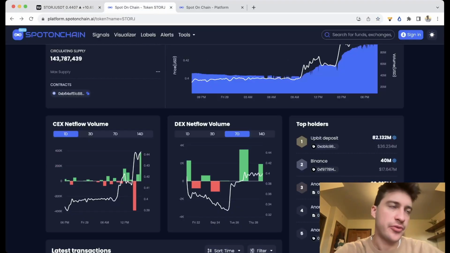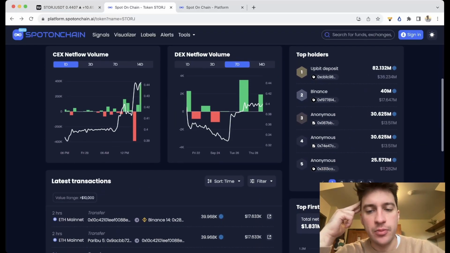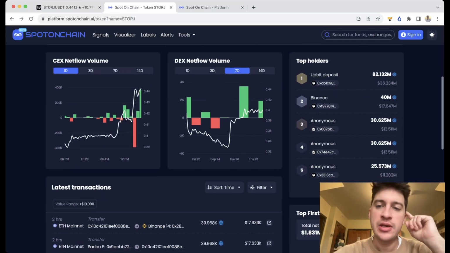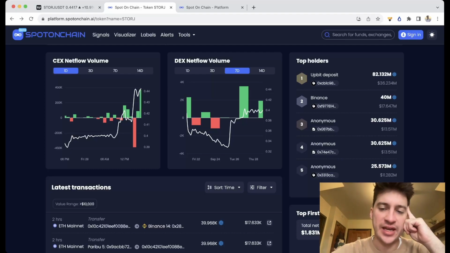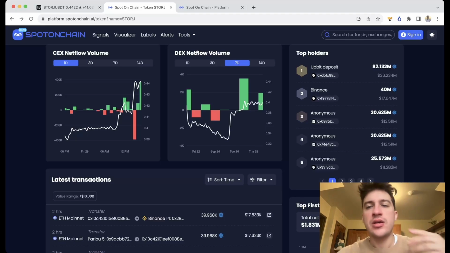What else can we use this platform for? You can do this for specific coins like this. Another thing you can do is find out who the top whales of the coin are. This whale right here has a $36 million position on this coin. So what you can do with that data is track these wallets to see if they ever move money around.